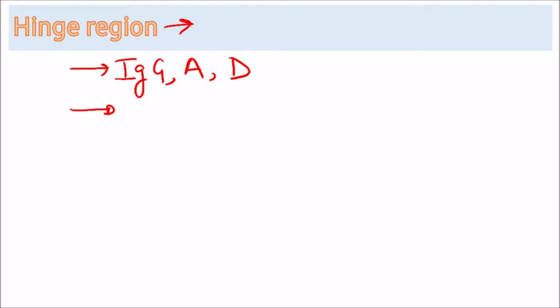In terms of amino acid sequence, they are rich in proline and cysteine, and this hinge region is conserved among all humans. So this is the main information about this hinge region, and the function of the hinge region is to provide flexibility to the antibody.